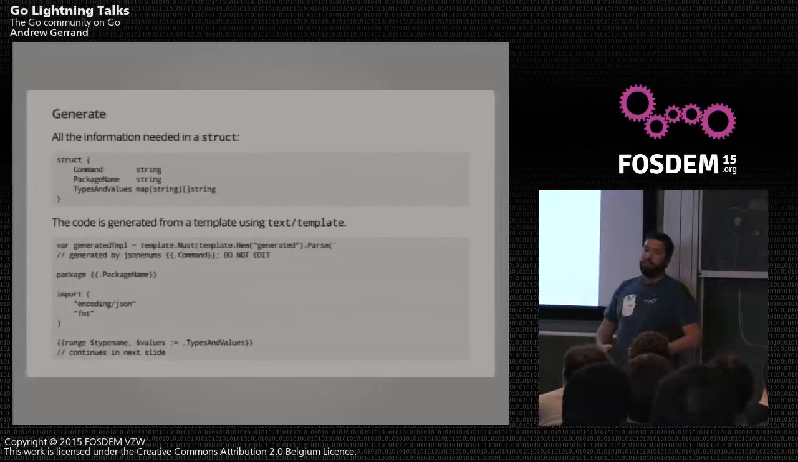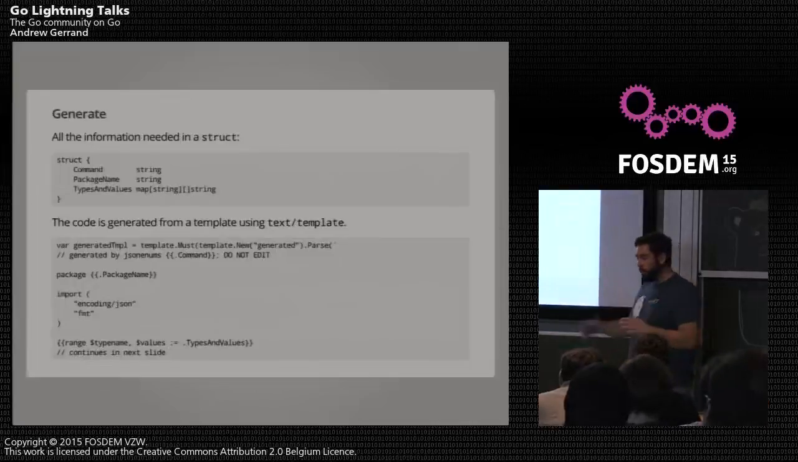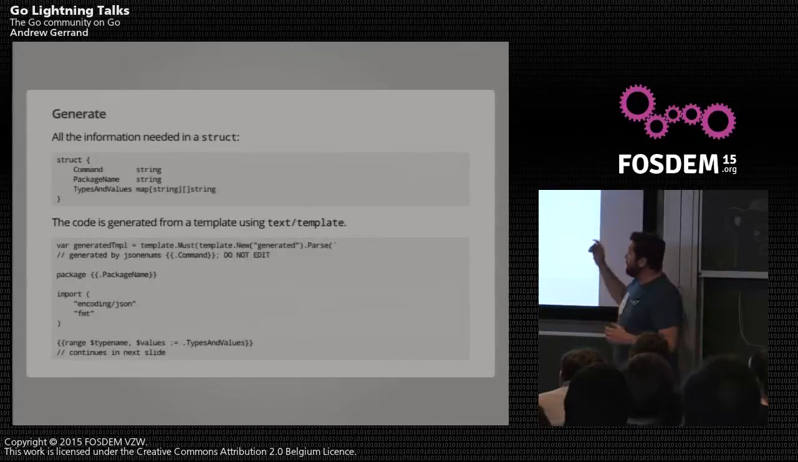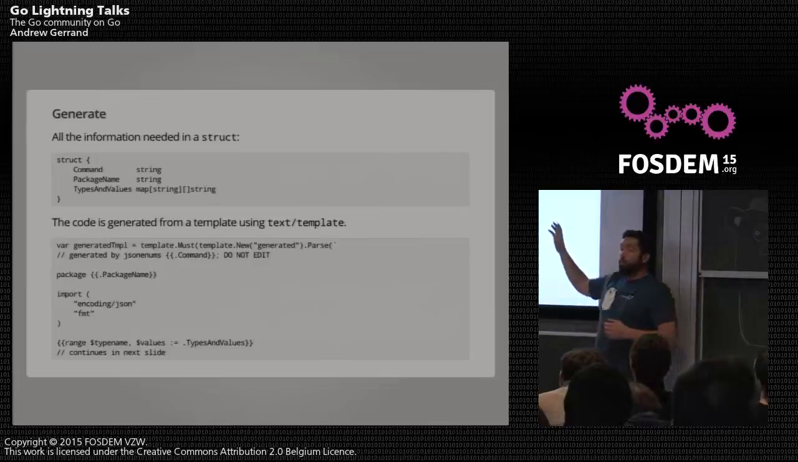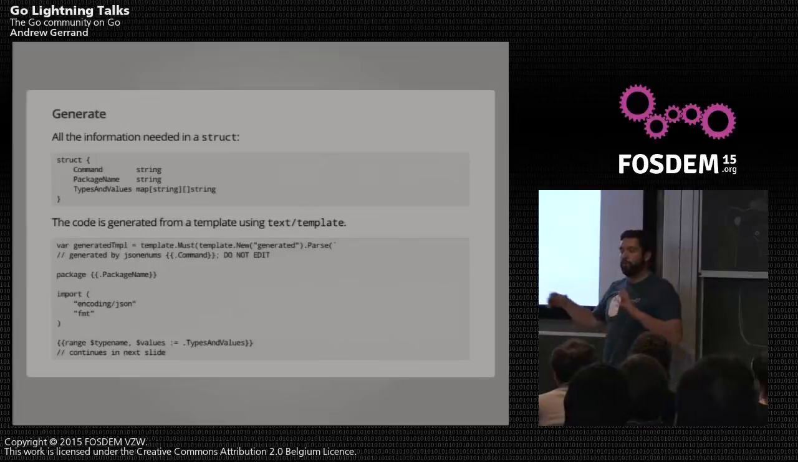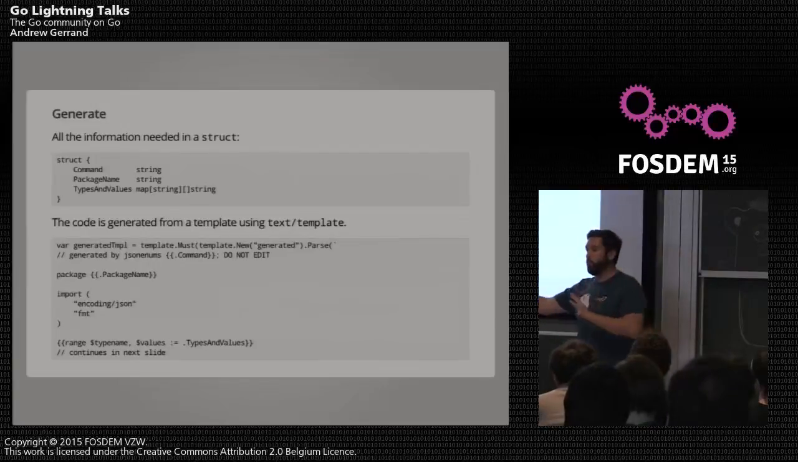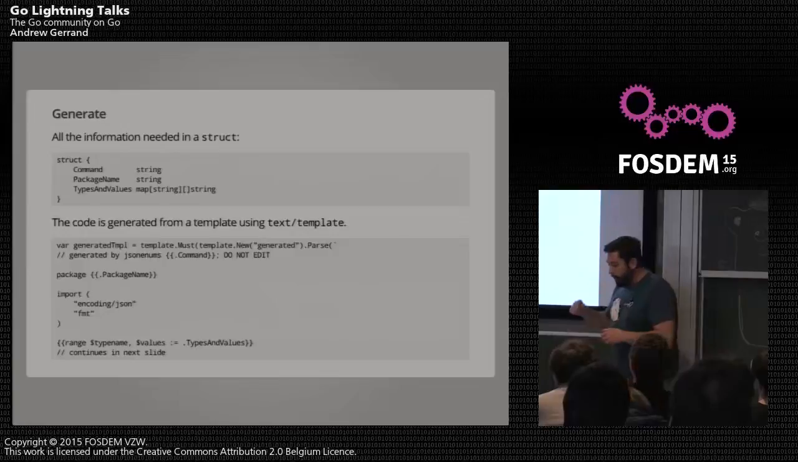And then I actually generate the code. To generate the code, basically all the previous process is filling that struct on top. I have a command that I will use to say, hey, don't wipe this file, don't modify this file. This has been generated with this command. Just run it again. And I then use text templates.